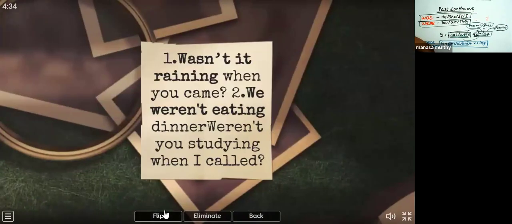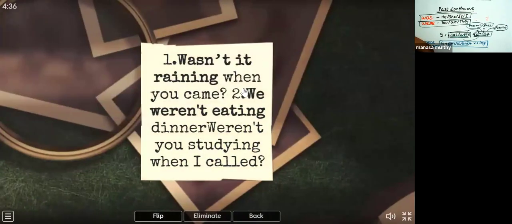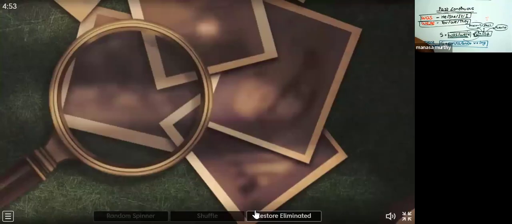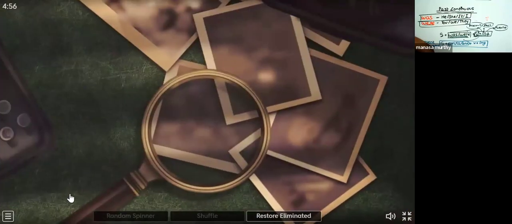Negative interrogative. Wasn't it raining when you came? Weren't you studying when I called? So these are the meaning, structure, definition of past continuous form.